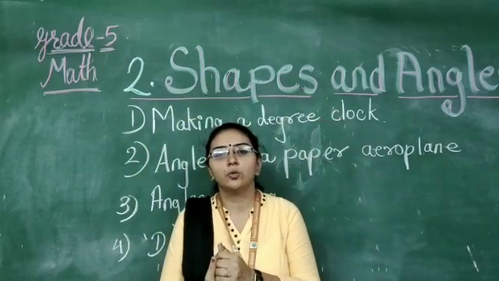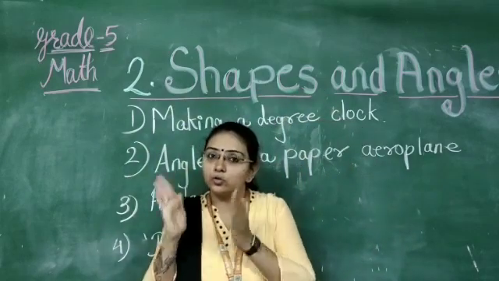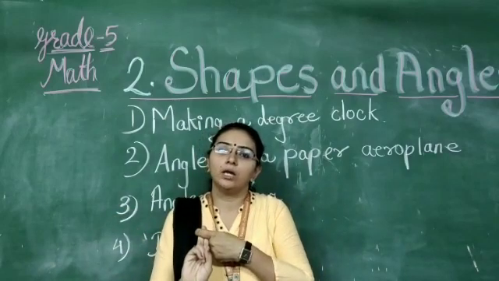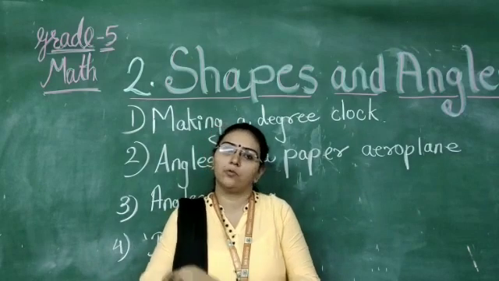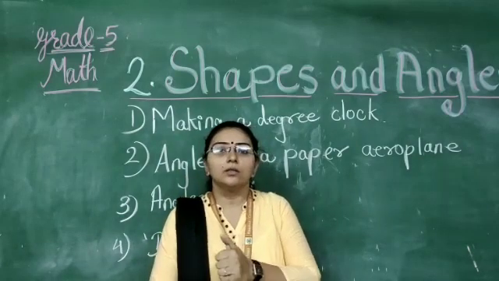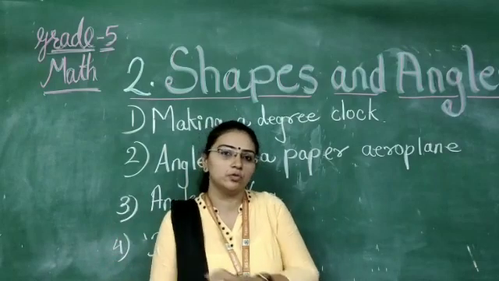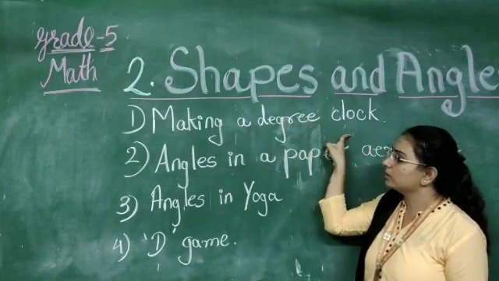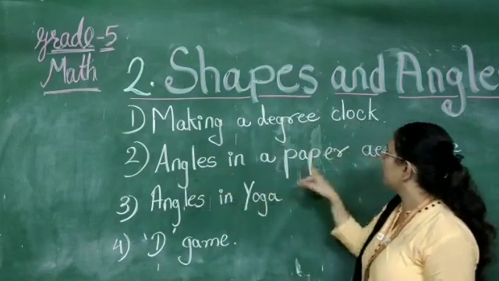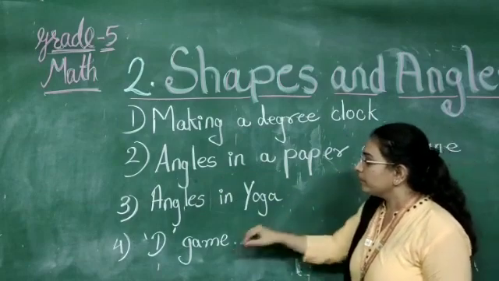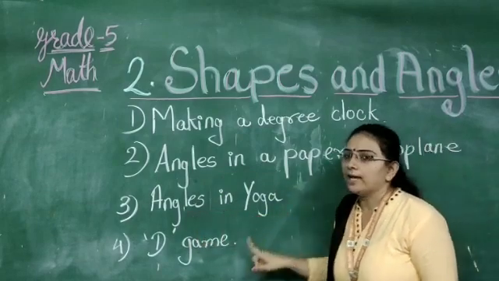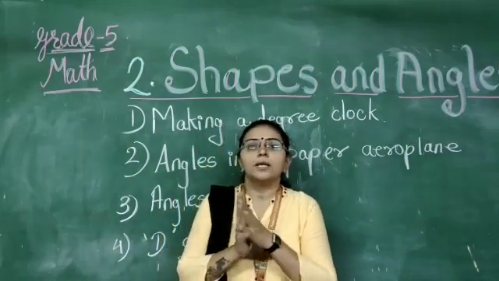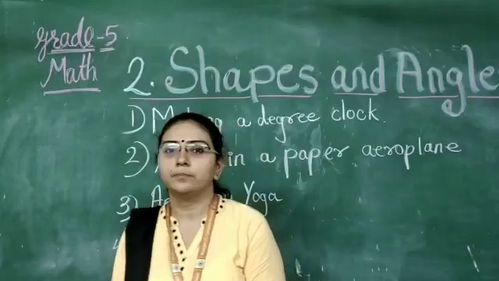In the previous chapter, we have covered how to know the closed and open shapes, right? Second, we have learned about angle tester. Then we have learned about angle garden. These topics we have covered. Now today our topics to be covered are making a degree clock. Second is angle in a paper airplane. Then angles in yoga, and the last is vegan. This many topics are to be covered today. So let's proceed.